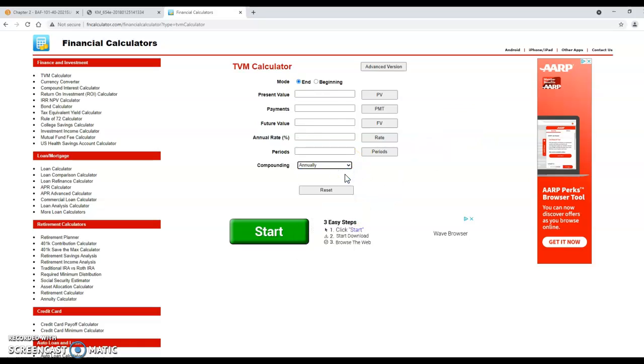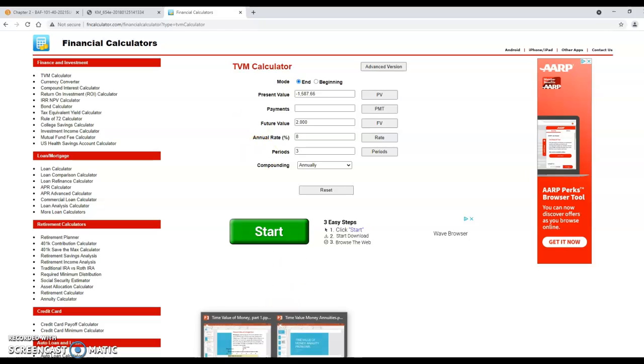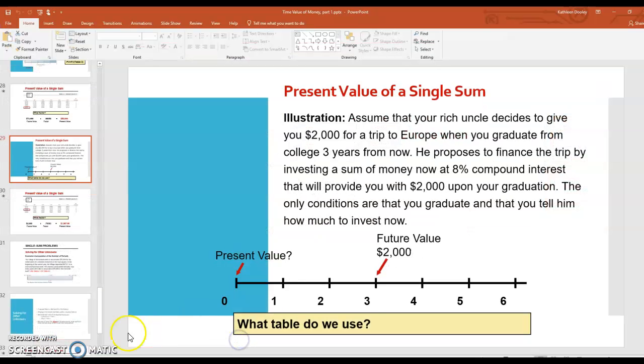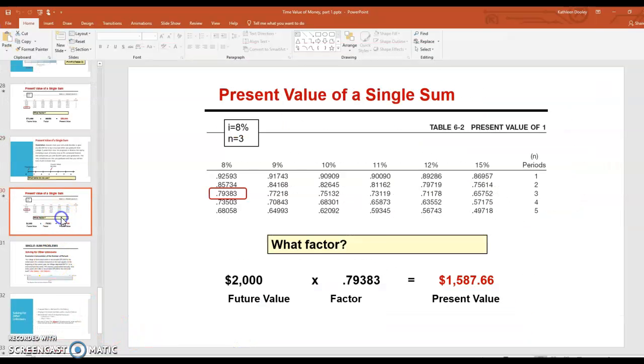Okay, we have annual, and the future value is going to be 2,000, 8%, 3 years, and we hit the PV button. We ignore the negative sign, and that's 1587 and 66 cents, basically 1588. And we can see here that that's the same number we got with using the tables.